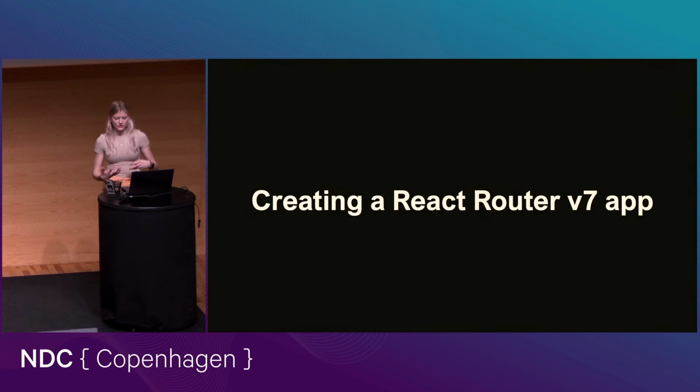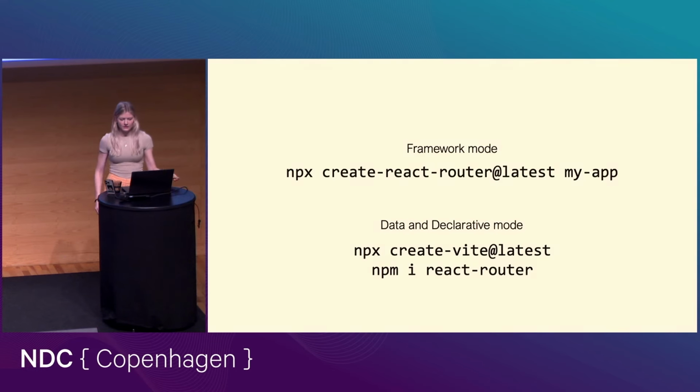All right, so now that you know how React Router works, we can start coding it for ourselves. But first, let's just see how to create one. So to create it, you would run its npx create command, and this is the top one, to create an app for framework mode. If you're using data mode or declarative mode, you can just create a Vite app and then install React Router. So that's the normal React Router that you are familiar with already.